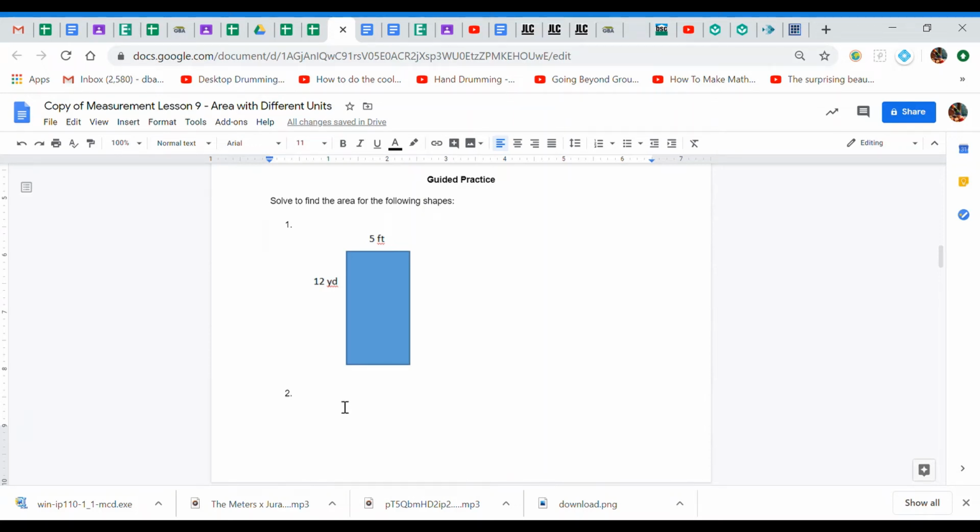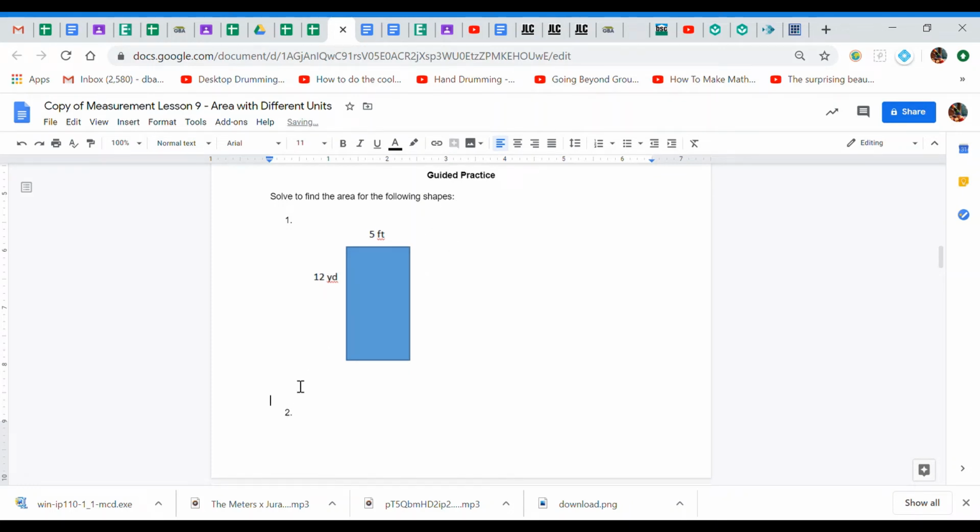All right, here we are with our guided practice. It says solve to find the area for the following shapes. And that's really all we're doing for all these problems today, just finding area. We've got 5 feet, 12 yards. If I'm solving for area, I think length times width. But I also see this is 12 yards and that's 5 feet. And that's where my alarm goes off. Ding, ding, ding. In my head, 12 yards, 5 feet, those are not the same units.